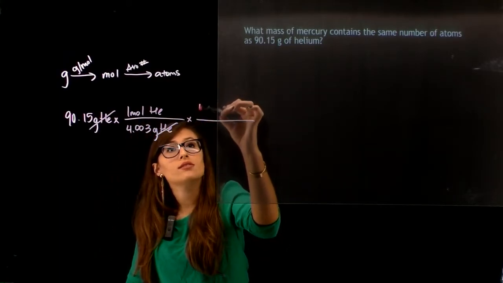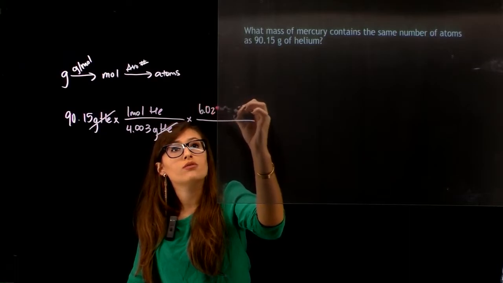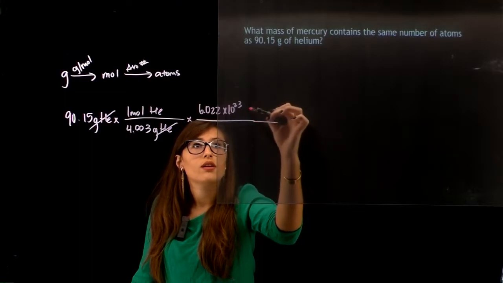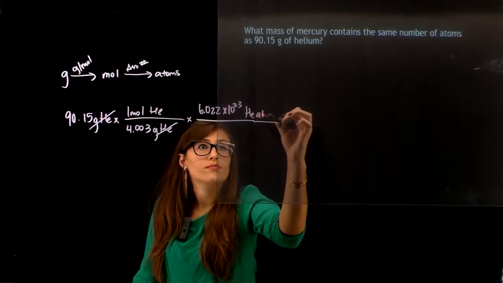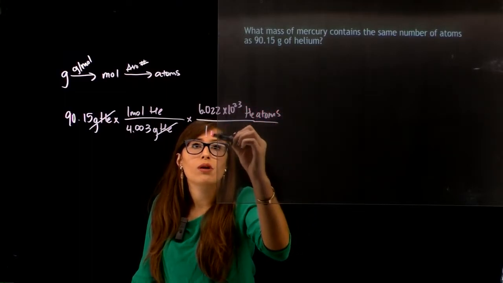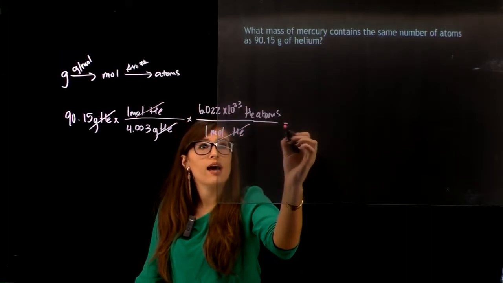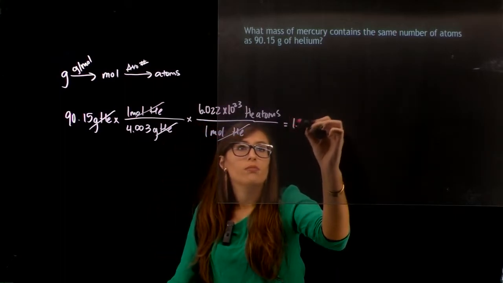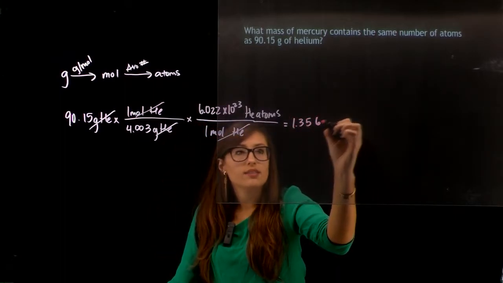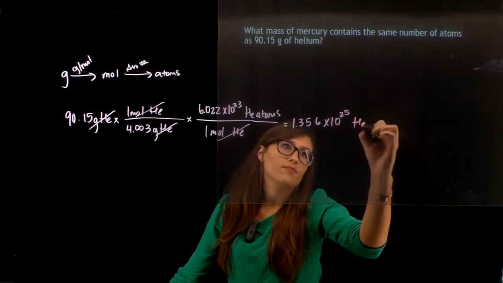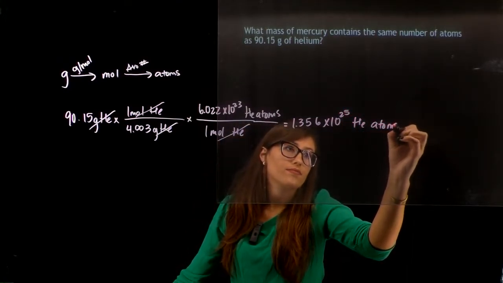We want 6.022 times 10 to the 23rd helium atoms per 1 mole of helium. Mole and mole cancel out, and this is equal to 1.356 times 10 to the 25th helium atoms.